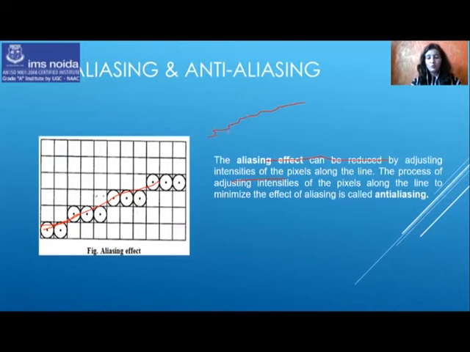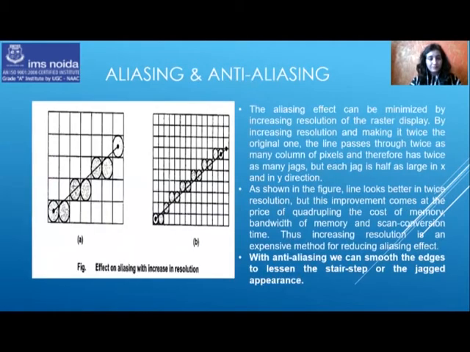So how to solve this problem? How to solve the problem of aliasing? The solution to the problem is to do anti-aliasing. Anti-aliasing means you have to adjust, you have to increase the intensity of the pixels. That is called anti-aliasing, right? So see here, this is the aliasing, and this is anti-aliasing. As you can see in this diagram, this is anti-aliasing, right?